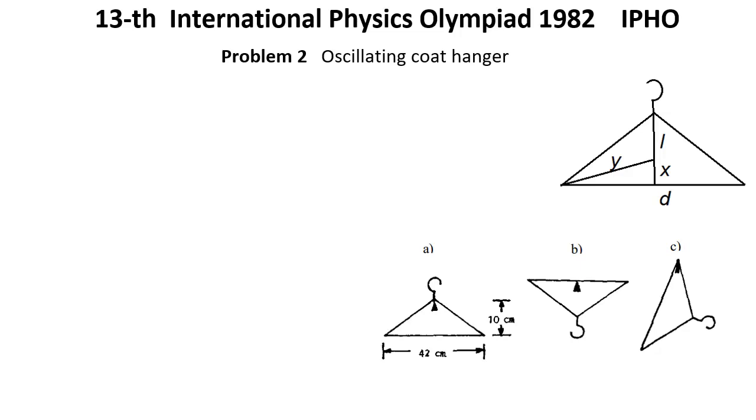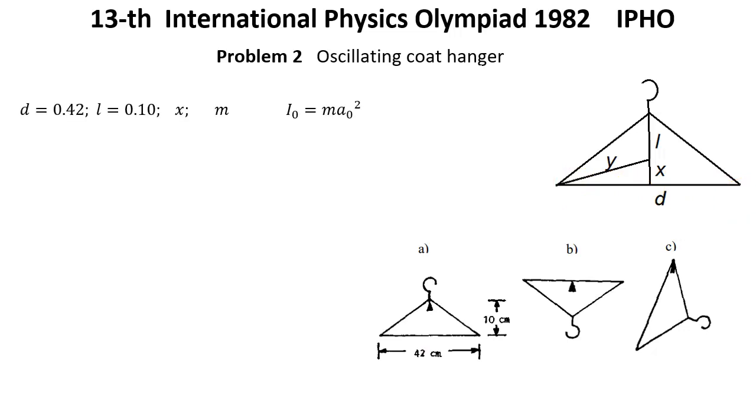Solution for problem number 2. According to the picture, we have two equilibrium points, this one and this one. It means that the center of mass, or center of gravity, lies on this line between this point and this point, and suppose that the center of mass has a distance x from the base of this hanger.